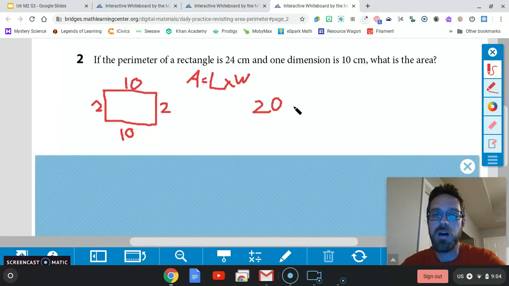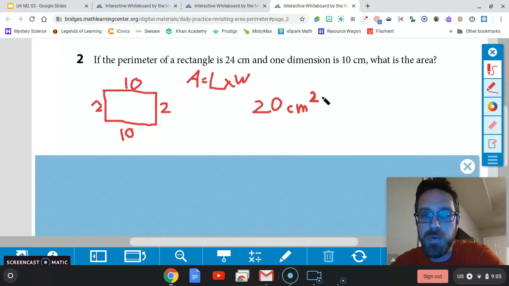And remember, we always label area with units squared. And in this case, it's centimeters squared.